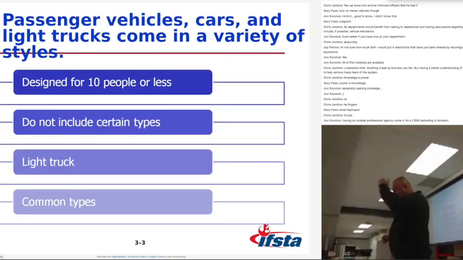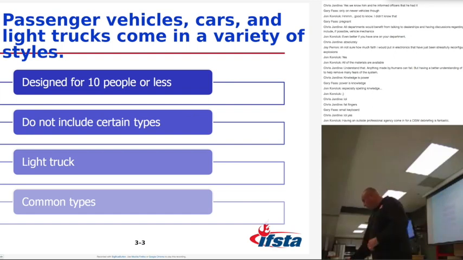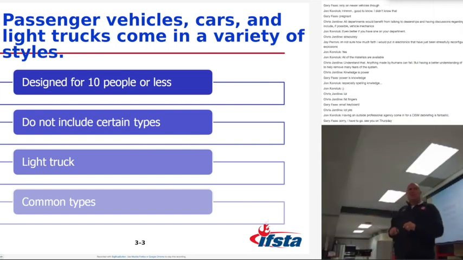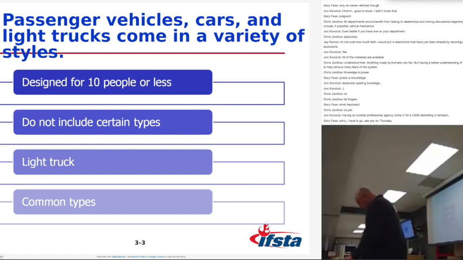All right, so we're talking about vehicle anatomy and science. There are five types of vehicles. So we've got passenger vehicles, designed for 10 people or less, and light trucks, common types. If you look on pages 71, 72, there are all kinds of pictures, everything from minivans to cars to light trucks, sports cars, limos. Those are the passenger vehicles, mid-size, full-size.